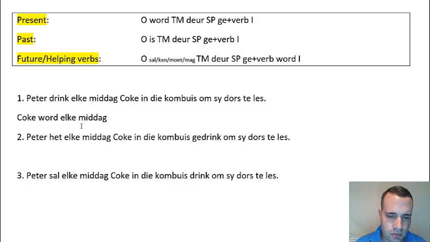Manner. There's no manner, so you go on. Deur. Subject is Peter, of course, with a capital P. Place, in die kombuis. Where is he drinking it? He's drinking it in the kitchen.